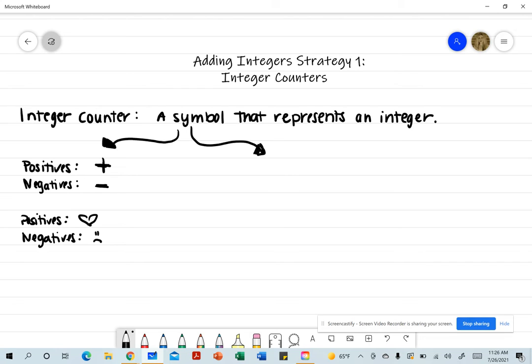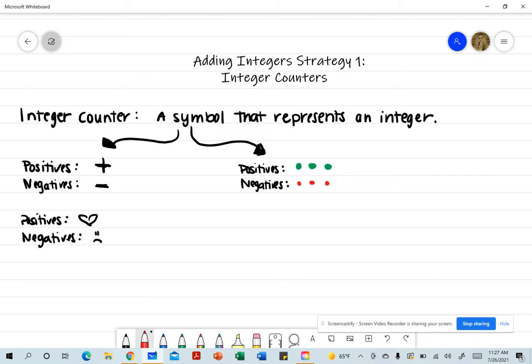Another option for symbols is colors. So what people do is, well, positives are going to be green. And I'm just going to do green dots for my positives. And negatives are going to be red dots. So they use different colors to represent the positives and negatives. Again, it doesn't have to be green and red. Those are the most common because positives are usually associated with go and negatives with stop. But whatever you do, you just have to specify which is which.